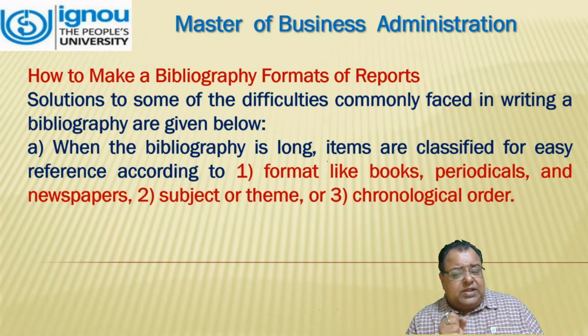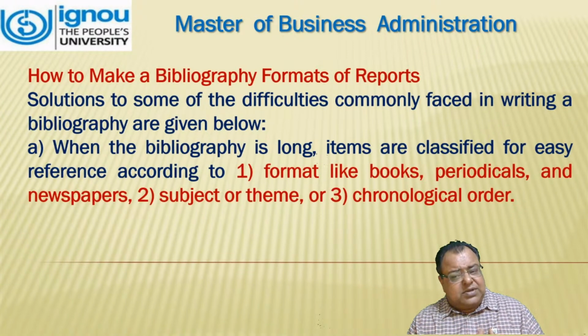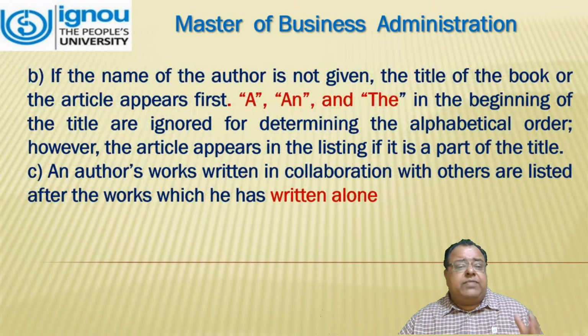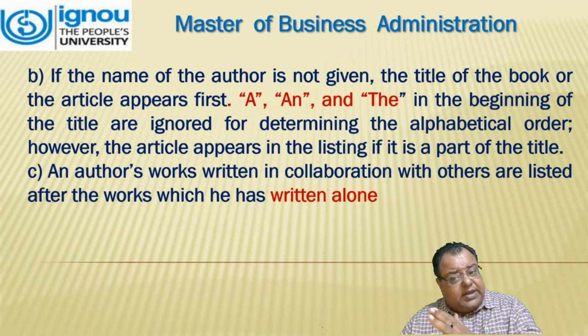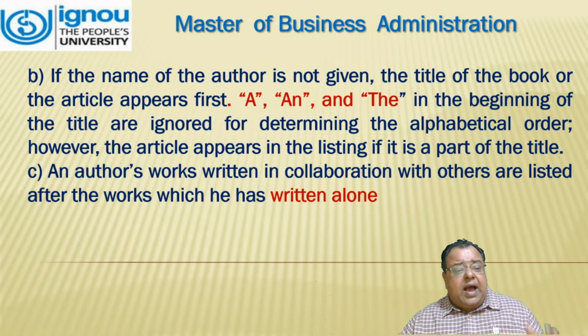Solutions to some of the difficulties commonly faced in writing a bibliography are given. When the bibliography is long, items are classified for easy reference according to format, like books, periodicals, and newspapers, subject or theme, or chronological order. If the name of the author is not given, the title of the book or the article appears. A and The at the beginning of the article title are ignored for determining the alphabetical order. However, the article appears in the listing if it is a part of the title.